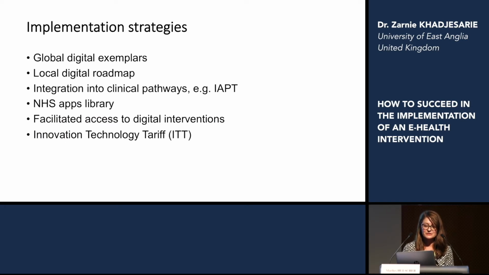So these are some of the implementation strategies that have been used in the UK to implement e-health technologies. So we have what are called global digital exemplars. These can be acute hospital trusts, ambulance trusts, or mental health trusts that have been identified as internationally world leading in terms of the care that they provide through digital technology. And the idea is that they'll share their learning and experiences to enable other trusts to follow in their footsteps, so it can be scaled up a lot more quickly. We also have local digital roadmaps, which are basically plans for operationalising the digital ambitions set out in what are called local sustainability and transformation plans, which are basically based on local priorities.